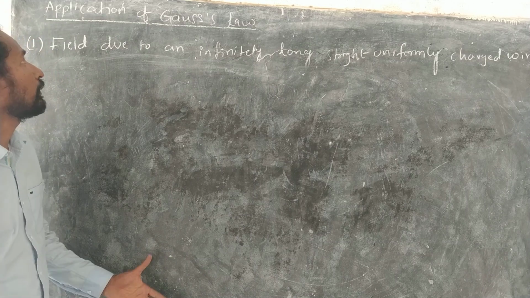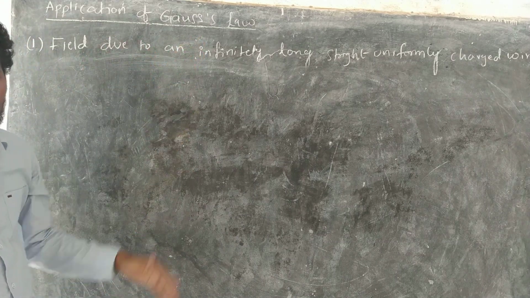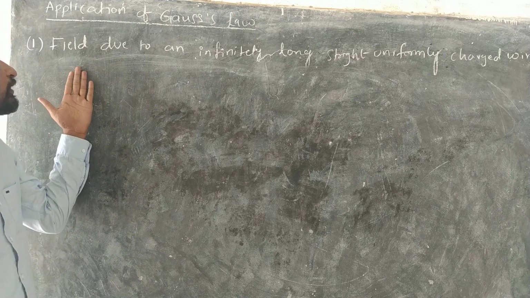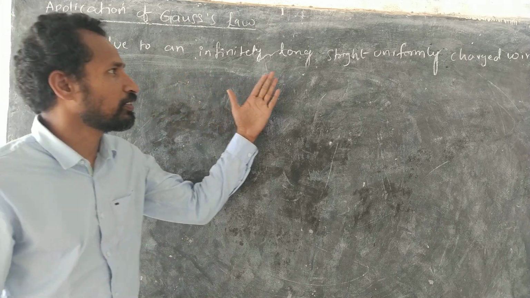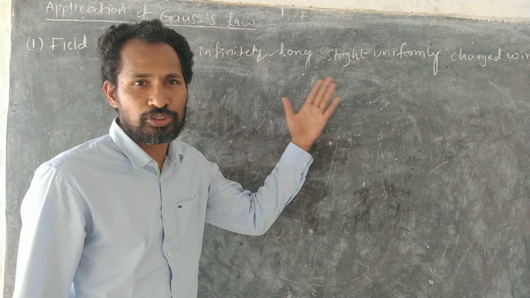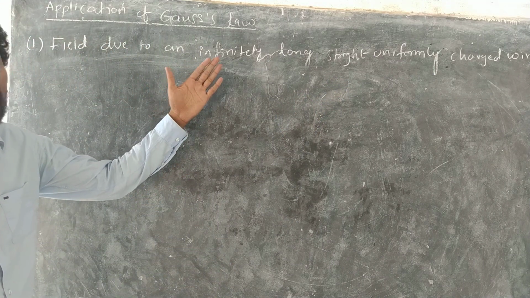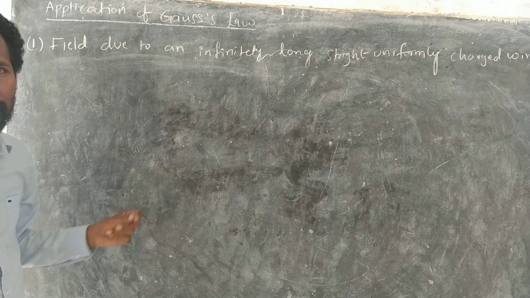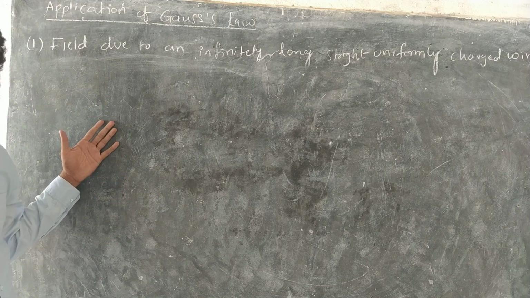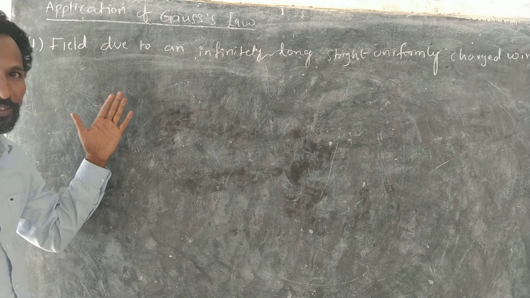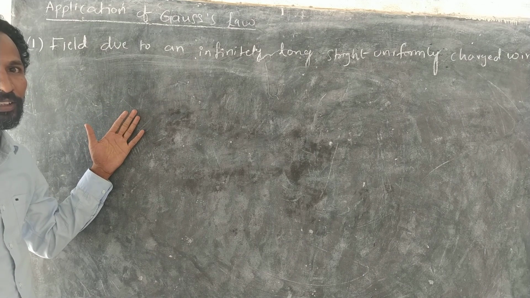Today we shall have a discussion on applications of Gauss law. We have three applications. The first application: field due to an infinitely long straight uniformly charged wire. The second one is the infinitely large thin sheet, and the third one is the sphere. These three applications we do expect in 5 marks. Each application is 5 marks, each one, not all together.